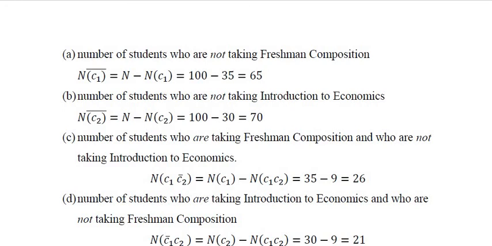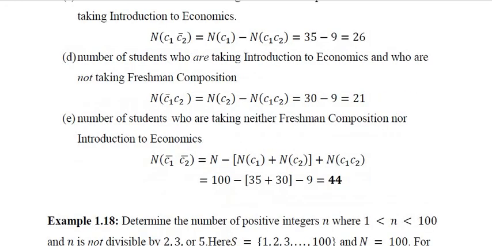Next question, the number of students who are taking Introduction to Economics and who are not taking freshman composition. That says n of C1 bar C2. How to calculate n of C1 bar C2? That is n of C2 minus n of C1 C2. n of C2 is 30, n of C1 C2 is 9 here. So 30 minus 9 is equal to 21. That is, 21 students are taking Introduction to Economics, but they are not taking freshman composition.